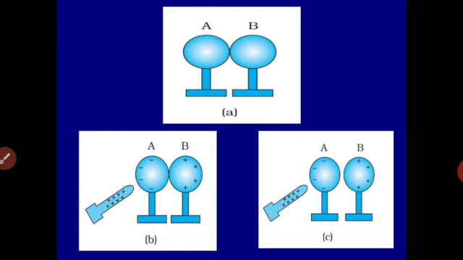Now, keeping the glass rod in the same position, we will separate the two spheres A and B. This is what you can see in diagram C. The glass rod is still in the same position, but the two spheres are now separated.